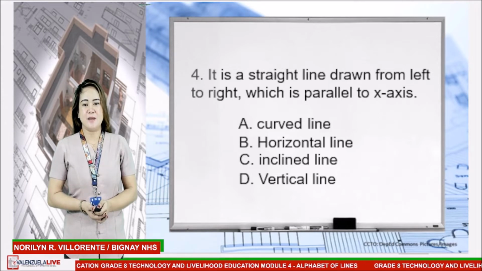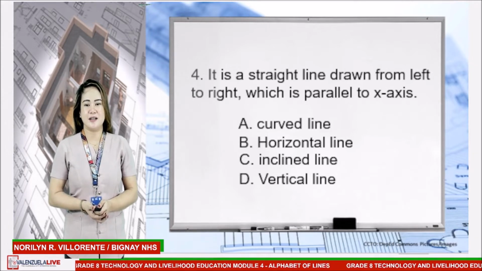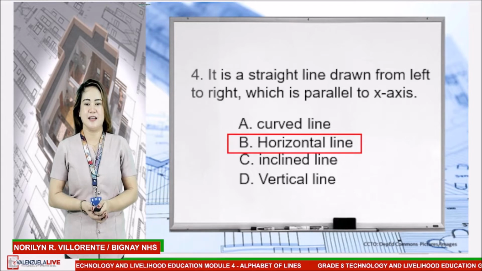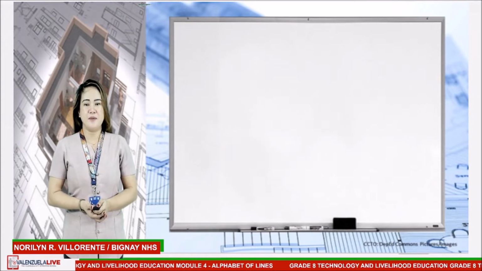Time is up. The correct answer is letter B, horizontal line. What about number 5?